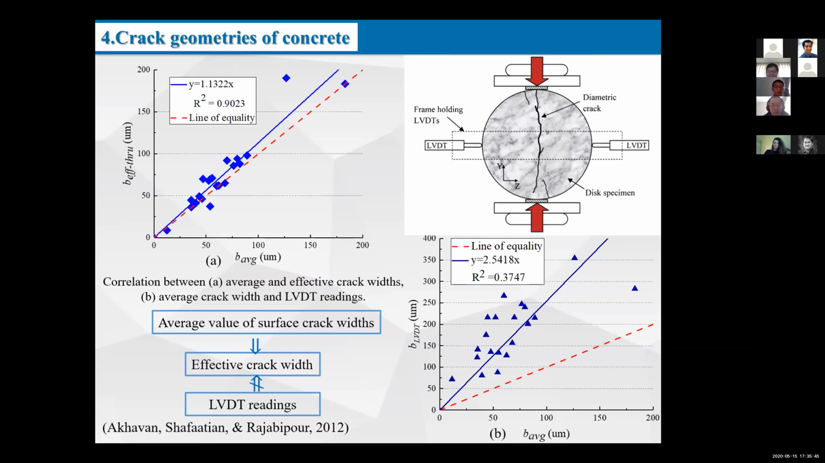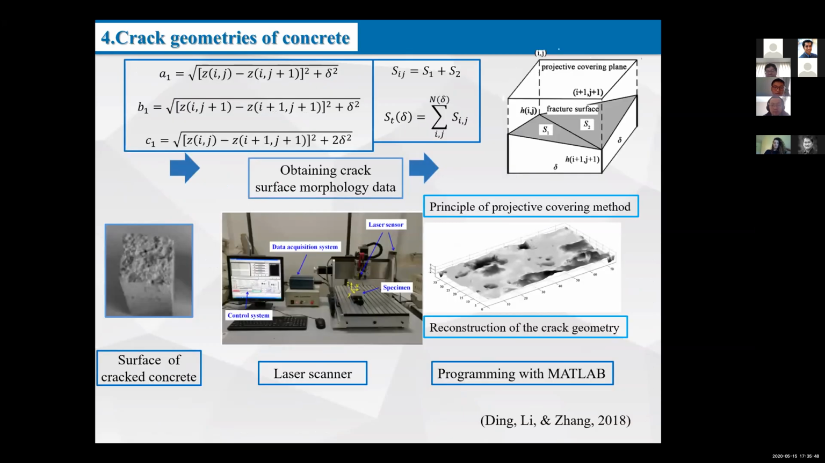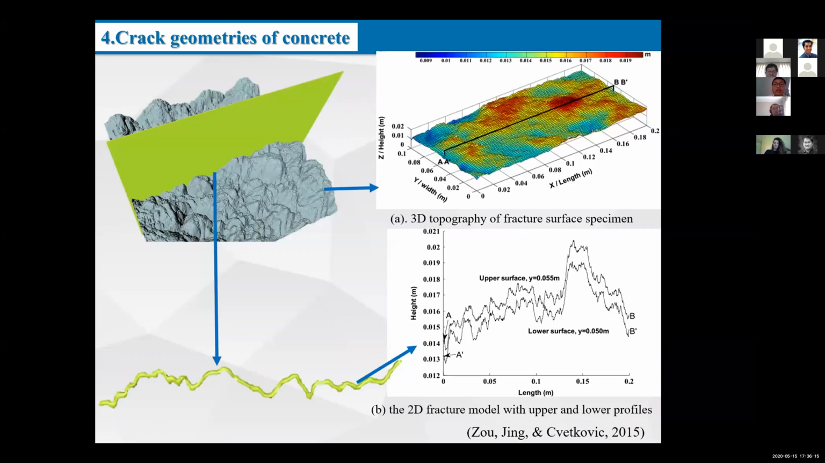As for characterizing crack surface roughness and crack tortuosity, a statistic was used. That is, a laser scan was used to obtain the surface morphography data and then reconstruct the crack geometry in MATLAB. The roughness and tortuosity are tested in 3D topography and a 2D fracture model with upper and lower profile.